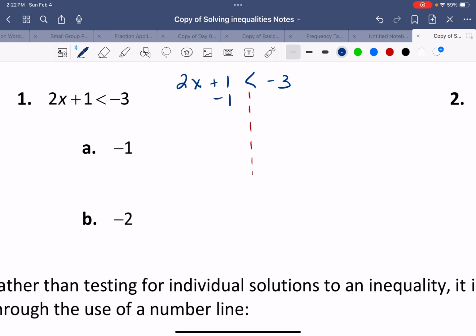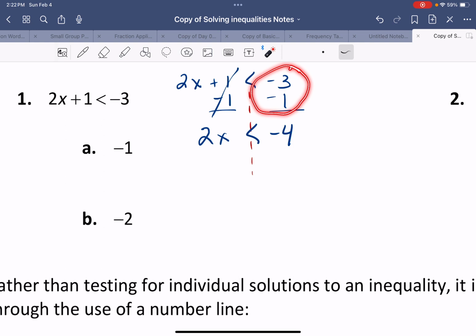The reason I chose -1 is that you have this x tied to a 2. It's multiplied together, and we can't do anything with that yet. So let's get the 1 away from the x. Subtract from both sides, and I'm left with 2x < -4. Something I've been noticing is that when you add two negatives together, make sure your negatives are getting bigger. It's like saying -3 + -1. That's what we're doing.